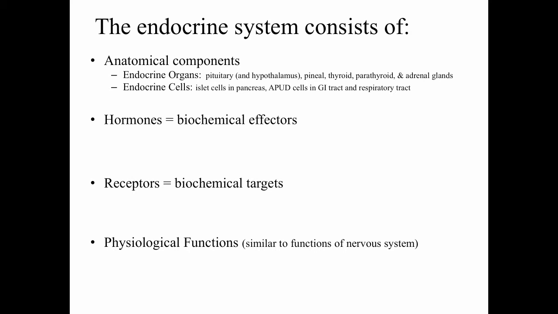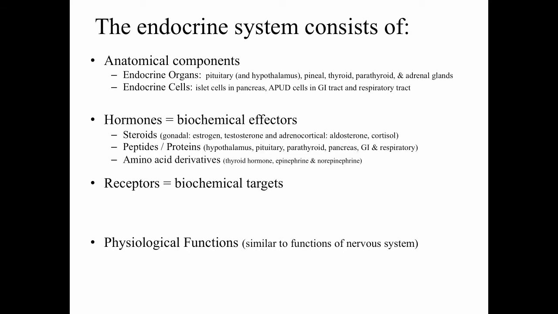The hormones are biochemical effectors of the endocrine system, and there are 3 major types of hormones. For example, steroids, like gonadal steroids, estrogens, testosterone, and adrenal corticosteroids like aldosterone and cortisol. Other types of hormones are peptides and proteins, so for example hypothalamic proteins, pituitary hormones, parathyroid hormones; pancreas, GI, and respiratory endocrine cells secrete peptide hormones. And then there are various amino acid derivatives, for example thyroid hormone and the catecholamines epinephrine and norepinephrine from the adrenal medulla.